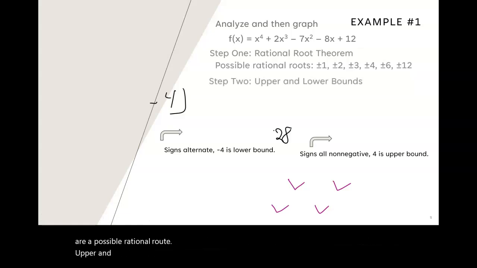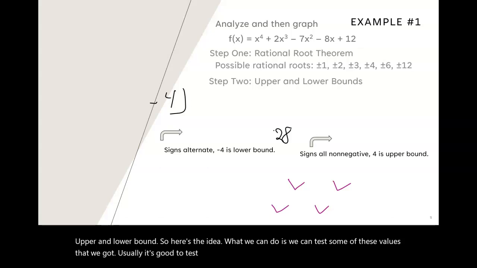Upper and lower bounds. So here's the idea. What we can do is test some of these values that we got. Usually it's good to test values that are kind of in the middle.